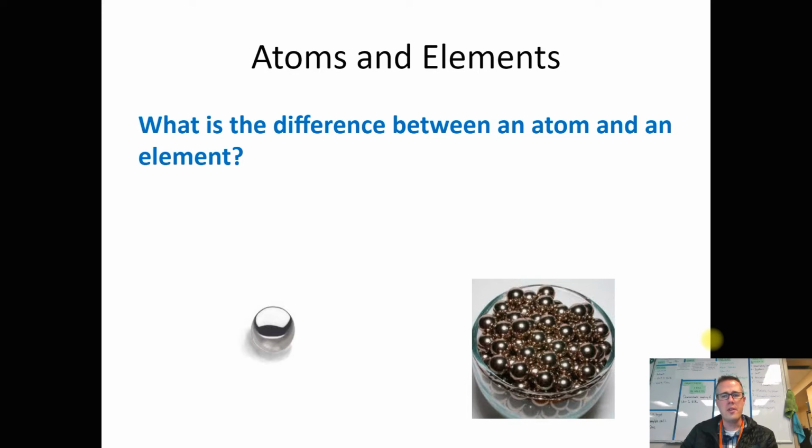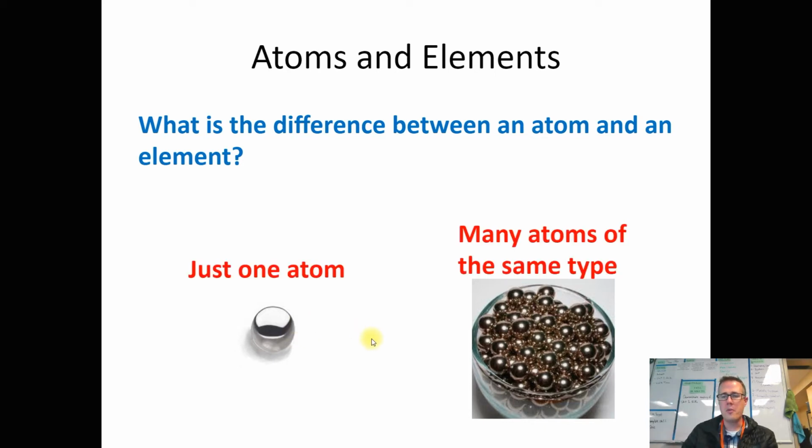On your paper, there's a spot for you to describe the difference, and I found an example. So these are pictures of ball bearings. They use them in all sorts of things, but they're just little steel marbles. And the one on the left is representative of an atom, and the one on the right is representative of element. So the difference between those two vocab words is that when you say the word atom, it means just one. It is a singular word.